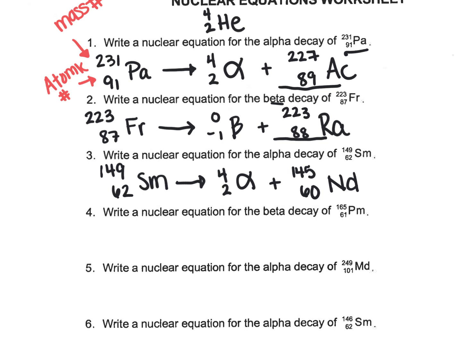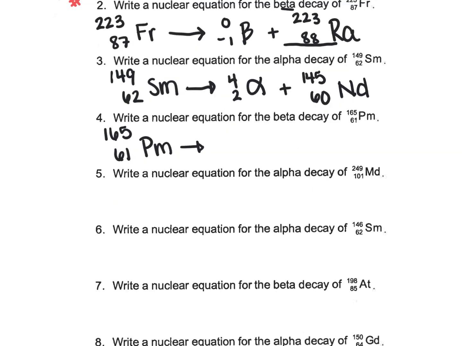Okay, so try number 4 on your own. The beta decay of promethium. And then we'll check answers in just about a minute. So number 4, it's beta decay, so what kind of particle is going to get shot out? So write your beta particle. Then 165 minus 0 is? And what about 61 minus negative 1? 62, and what element has an atomic number of 62? Oh, Sm. I wrote a P.